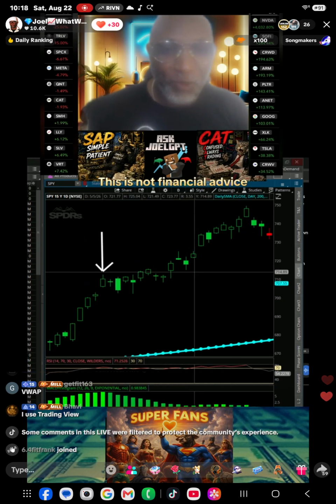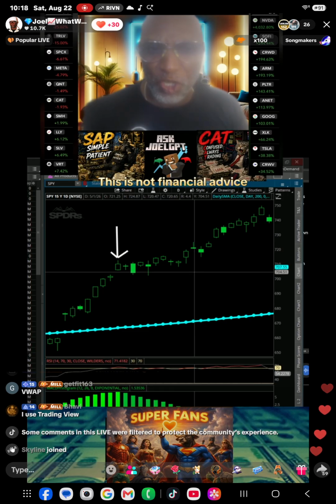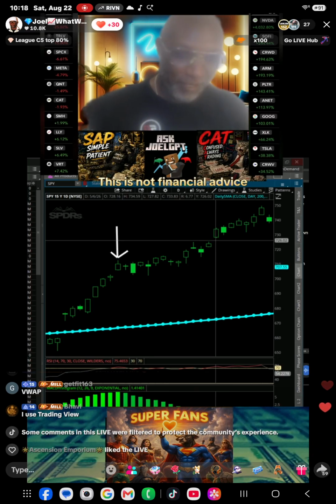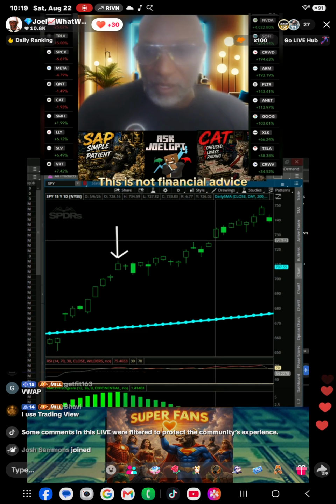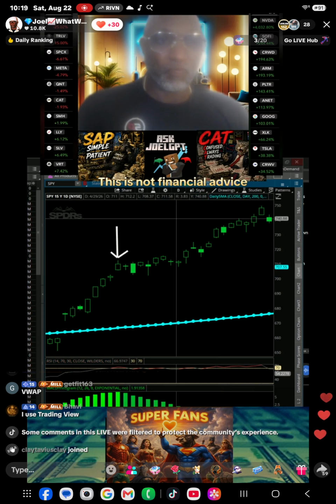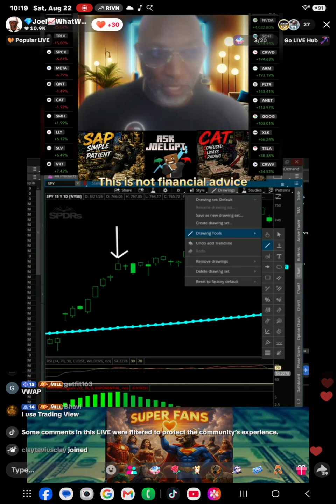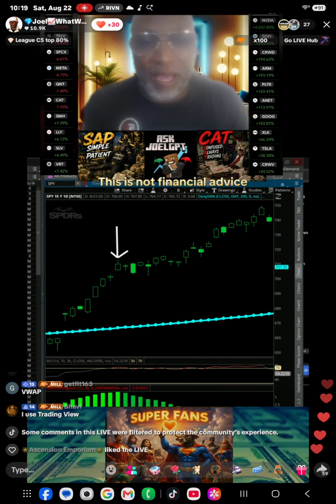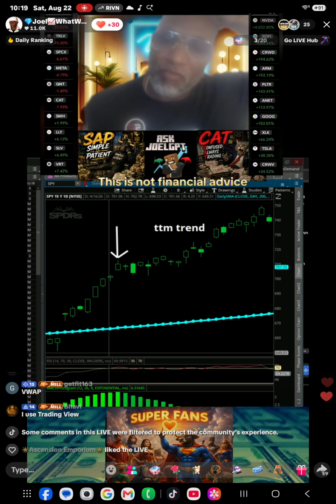But when a lot of you look at this chart, it looks like every single day the spiders is up in price. That's not true. The reason my chart looks like this is because I have either one or two indicators on here. You can tell from the jump that it's a TTM trend. The TTM trend is what I have on my charts.